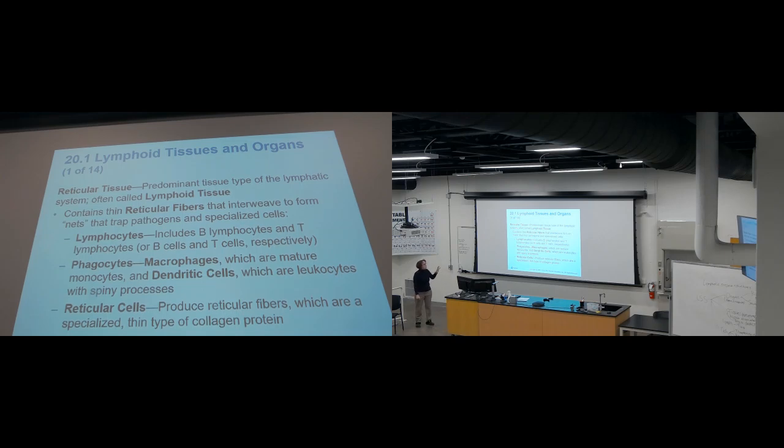Then for details about tissue, we have reticular tissue. Reticular tissue is the predominant tissue in the lymphatic system. In this case, we have networks of collagen fibers that run randomly, and also elastic fibers, and they form a net. With this net, you trap lymphocytes, both B and T.